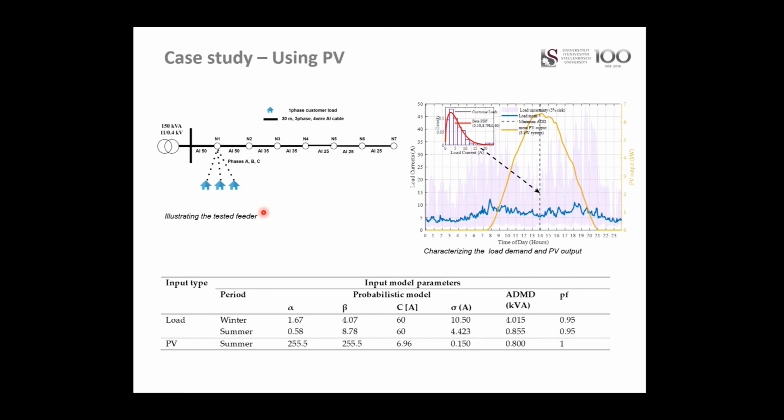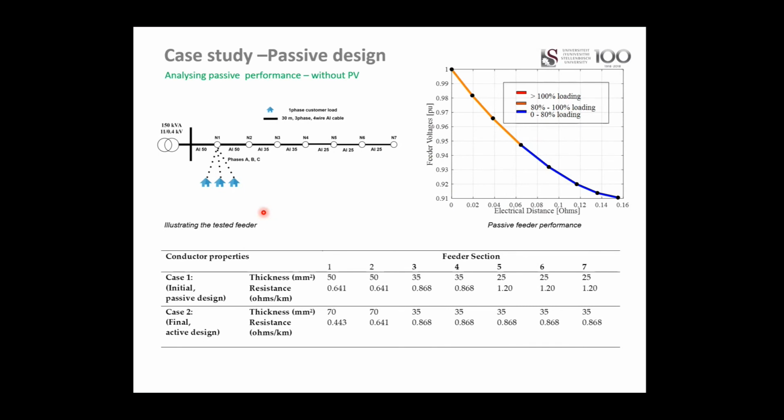Those are your input model parameters in terms of your load for your winter and summer periods, your ADM in kVA, and we also modeled PV using the beta parameters, and you can see the representation there. On the top right, you see the performance of your initial passive feeder. As you can see, it's well sized, because the voltage drop does not go below 10%, and your loading does not exceed 100% either.